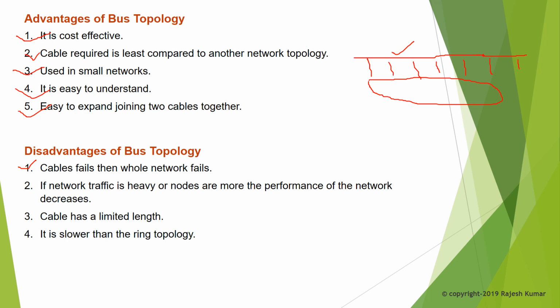If this goes down, the entire network goes down. The second disadvantage is that if the network traffic is heavy or the user has more to send, the network will become slower. Let's understand it this way: computer A, which is connected at this point, wants to send some data to computer B, which is connected at the end of the topology.